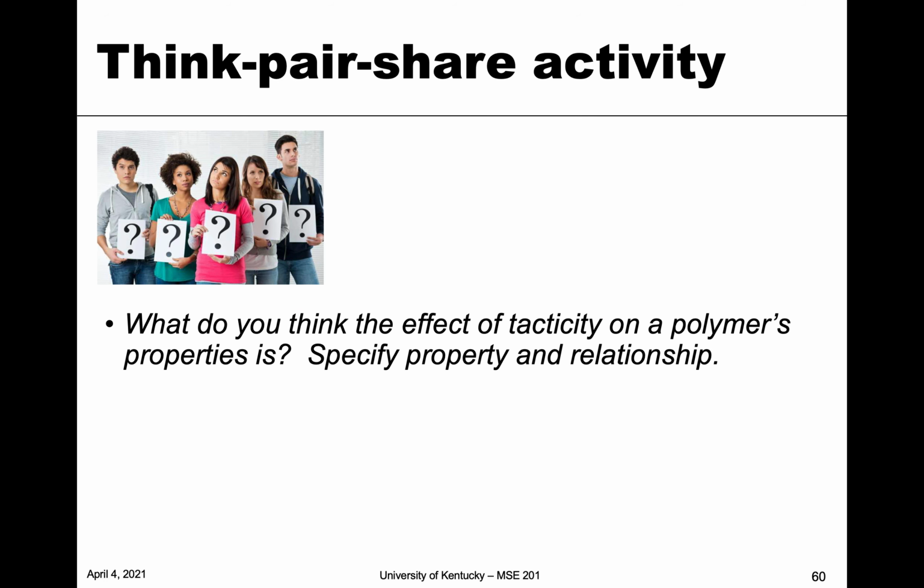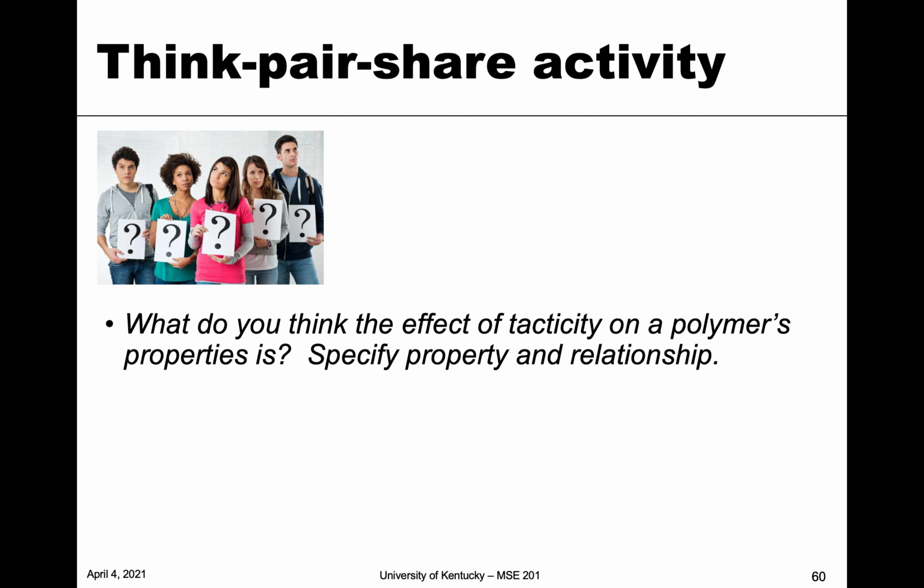All right, so let's go through a quick quiz question about this. What I want you to think about is, what do you think the effect of tacticity is going to be on the polymer's properties? Maybe think about a specific property and how it has a relationship with that. This is a brainstorming opportunity. So think about how that tacticity, so isomerism, or syndiotactic or isotactic, would affect a property. And then do that on the quiz and come back and we will discuss.